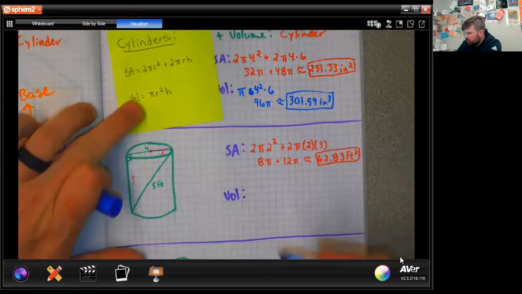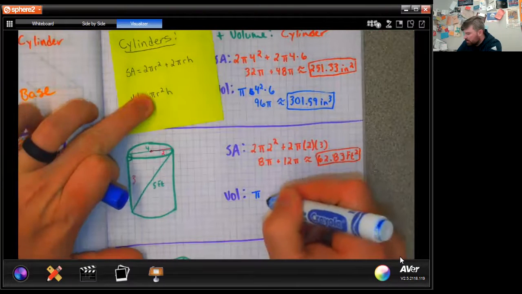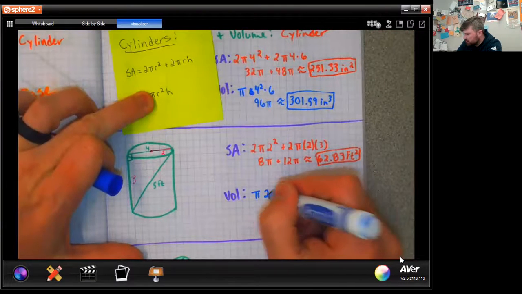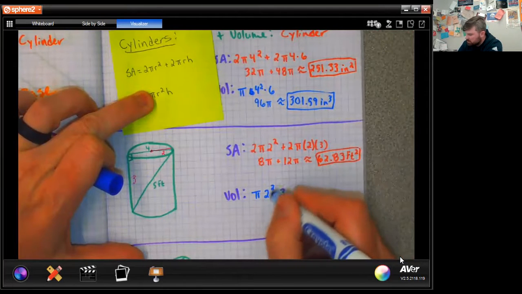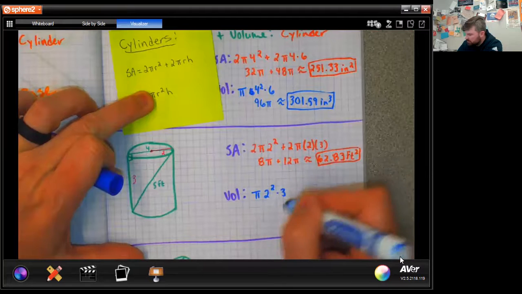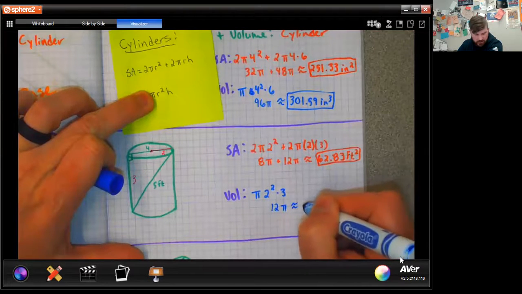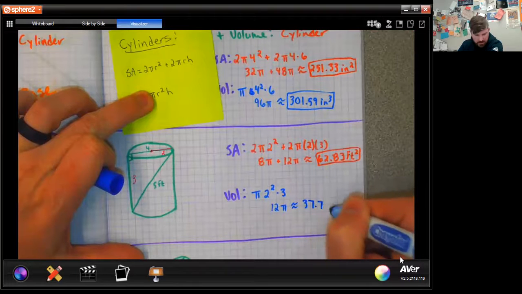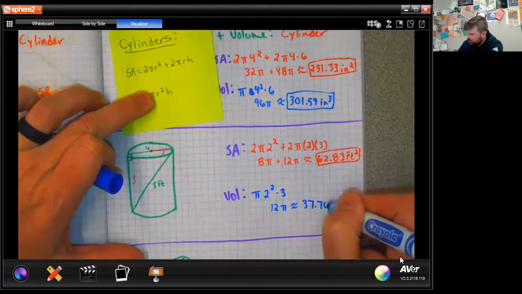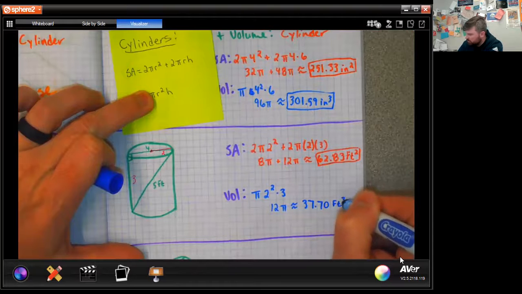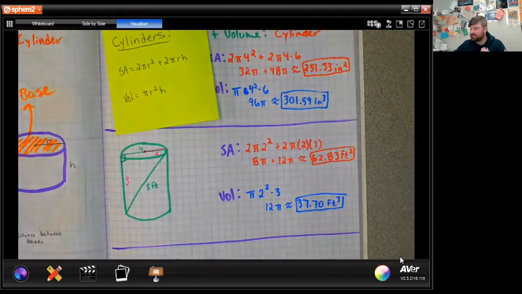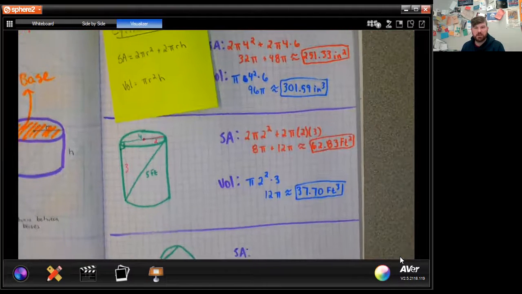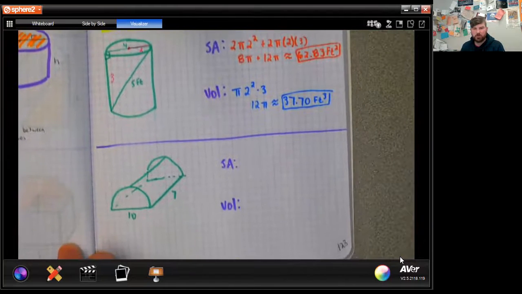For volume, we have pi r, which is 2. So 2 squared times height, which is 3. So you have 2 times 2, or 2 squared, which is 4. 4 times 3 is 12. So you get 12 pi, which is about 37.70. It must have been a 0 there, feet cubed. That is to the 3rd power on that one. Now, these are very easy as long as you have the formulas. So again, just make sure you're remembering those formulas.